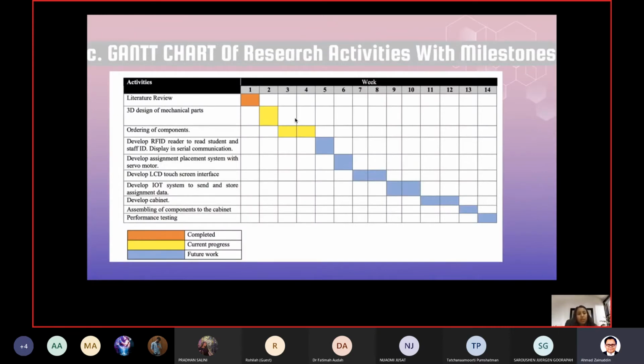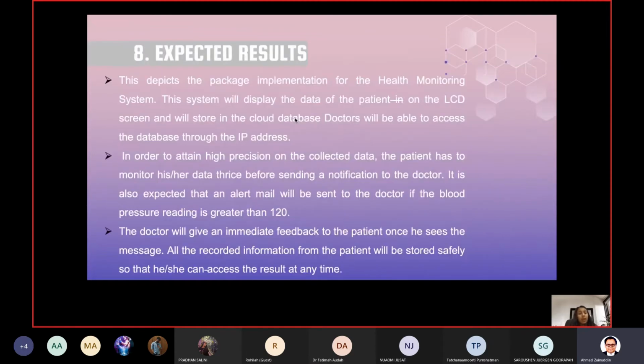These are the basic requirements where we've completed the literature review, and the current progress, future work, and this is my expected outcomes. So this depicts the package implementation for a health monitoring system. This system will display the data of the patient on the LCD screen and will store it in the cloud database. Doctors will be able to access the data through the IP address.